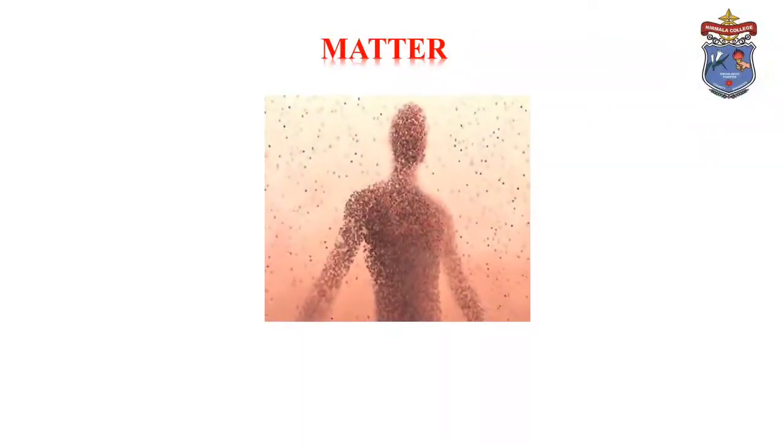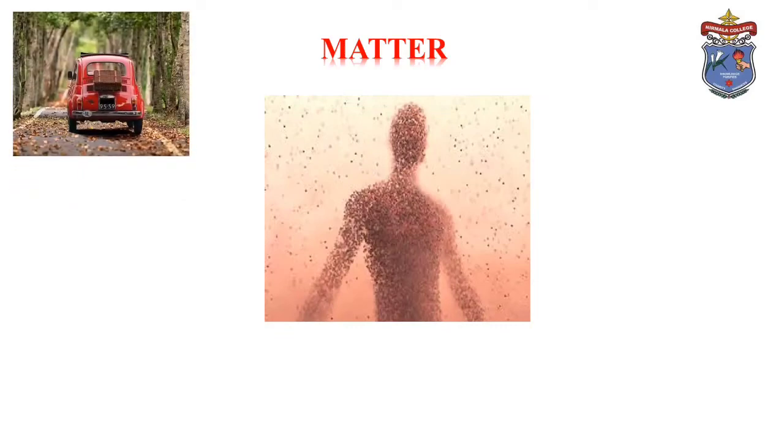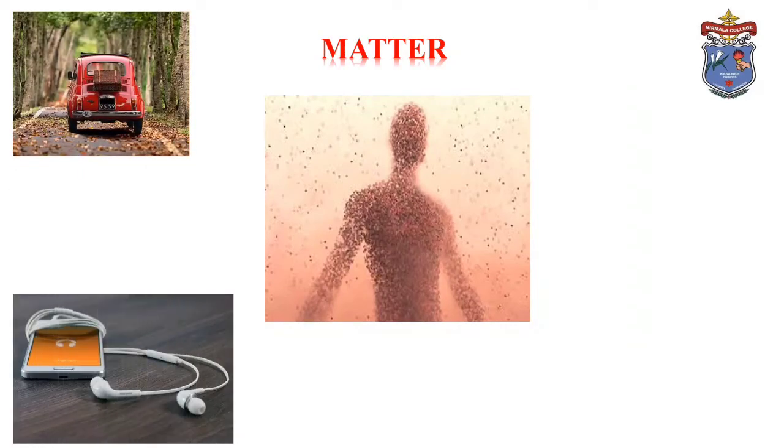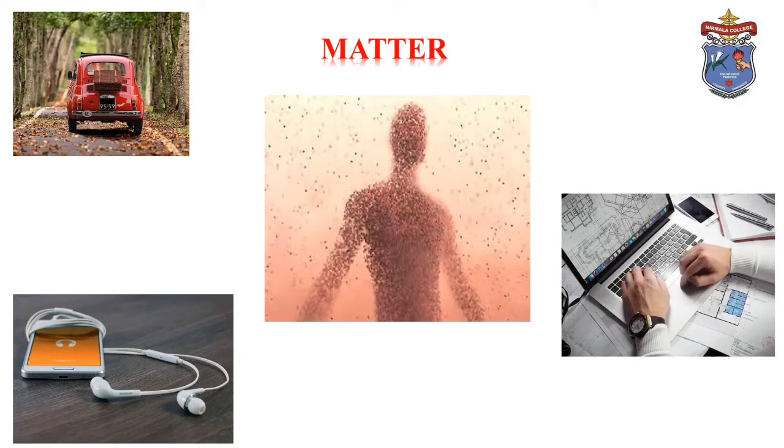Matter is made up of various constituents like atoms, molecules or ions. These atoms, molecules and ions together build the things that you see and touch in your daily life. Be it a car in which you travel, the mobile phones and the laptops that you use in your day-to-day life, the stones and the pebbles on which we walk around. Everything is made up of matter.